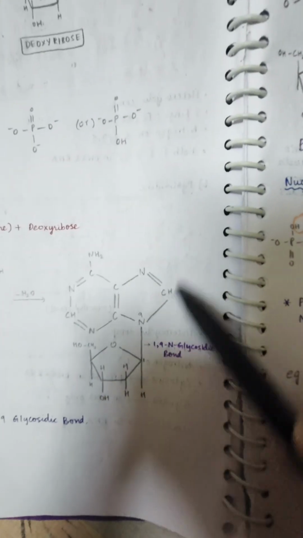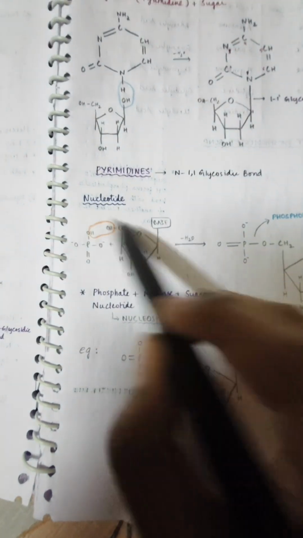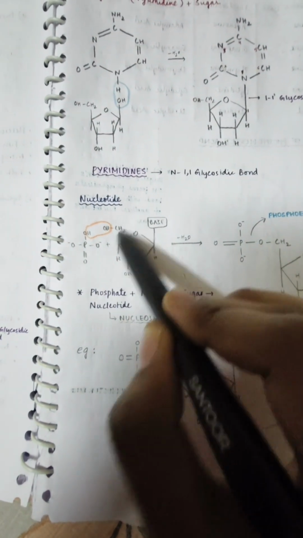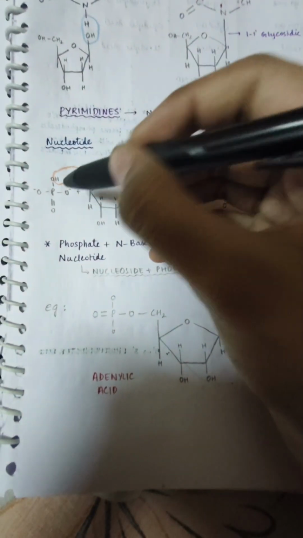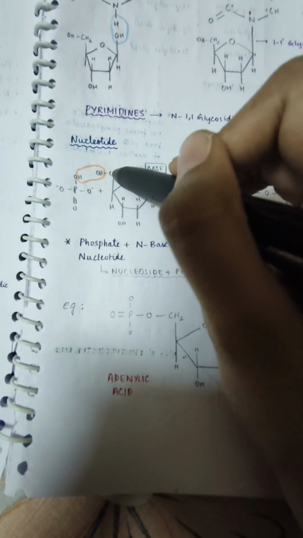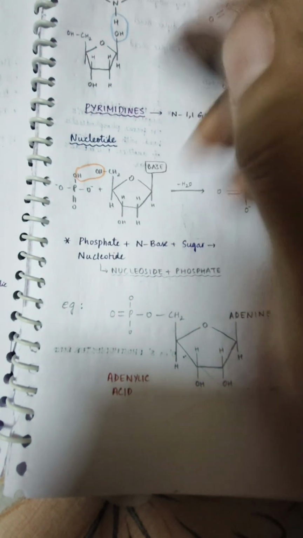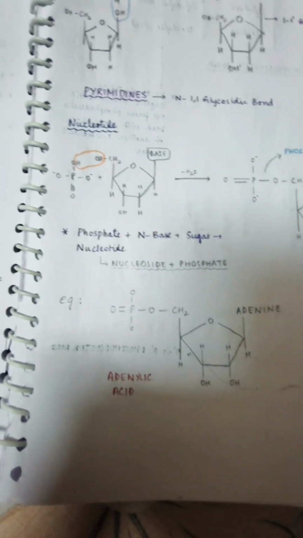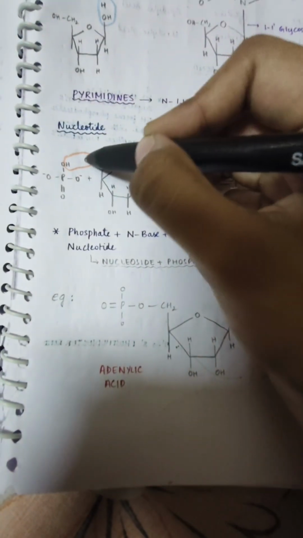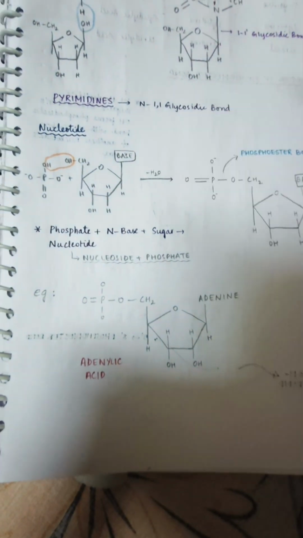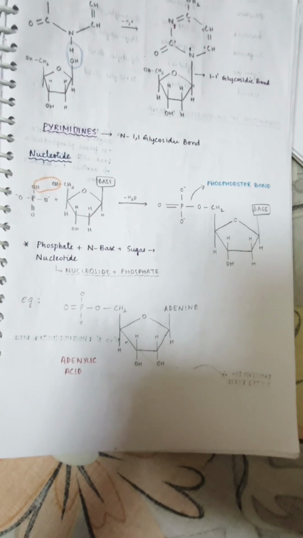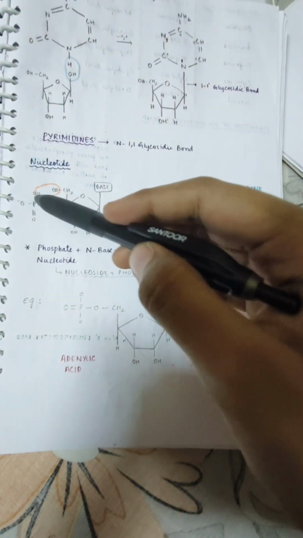So here I'll just take this as the base, and this is my deoxyribose sugar, and this is the PO4, or phosphate. You have the OH of phosphate and the OH of the fifth carbon of the pentose sugar. Your OH from here and H from here, H2O is removed. It's a dehydration process. And this CH2 is connected with the O here.